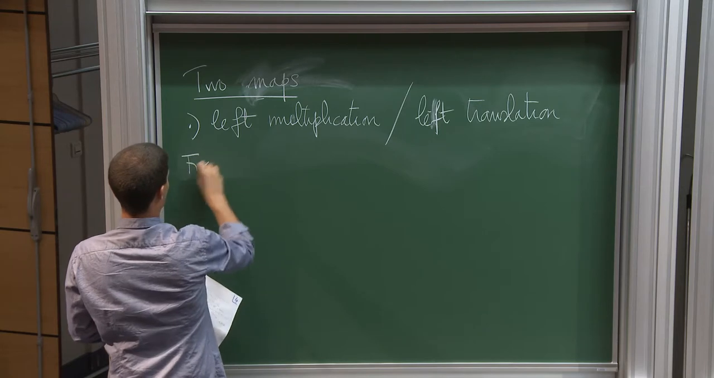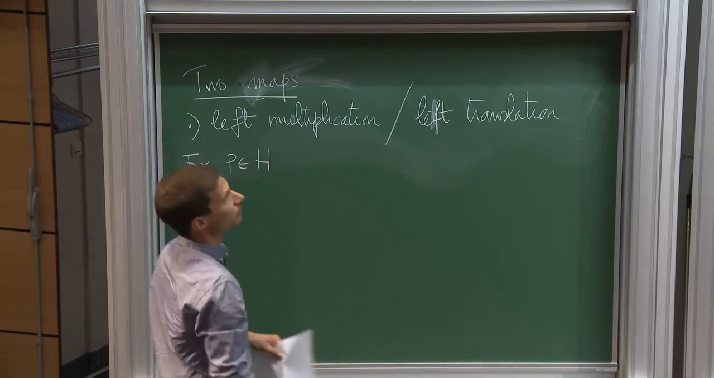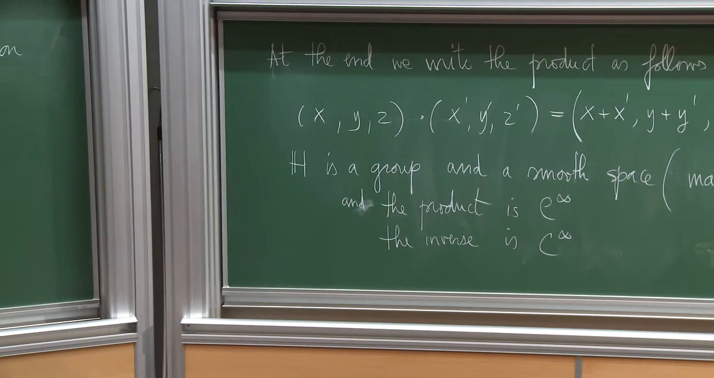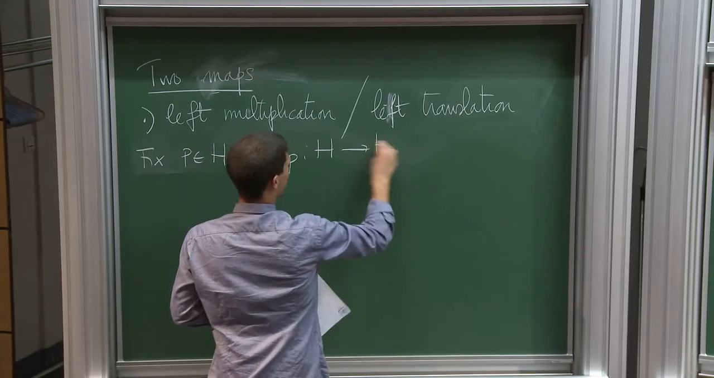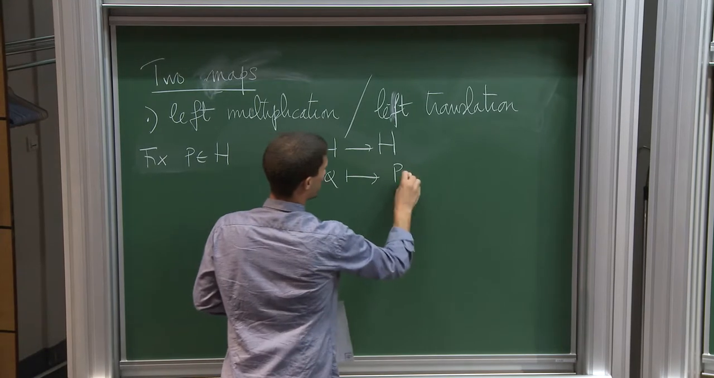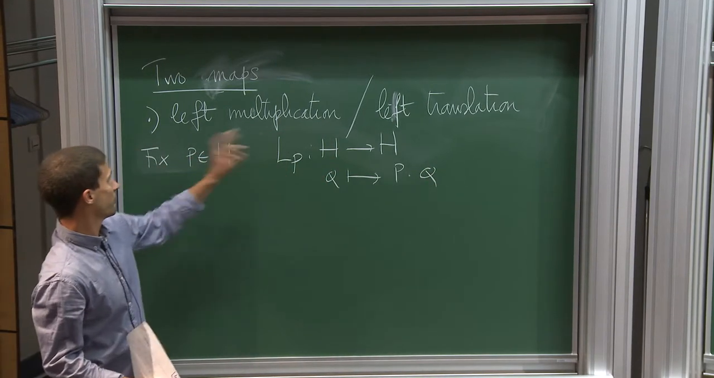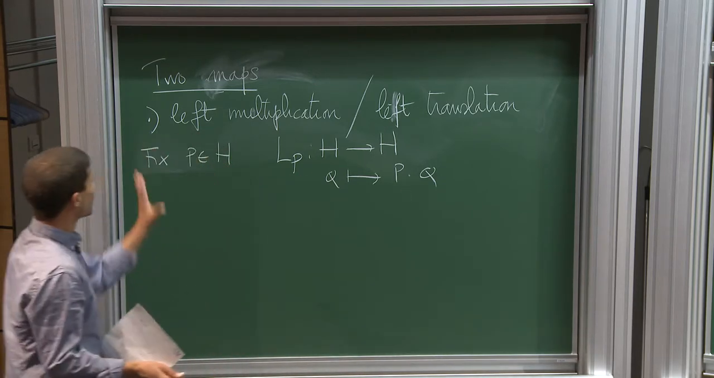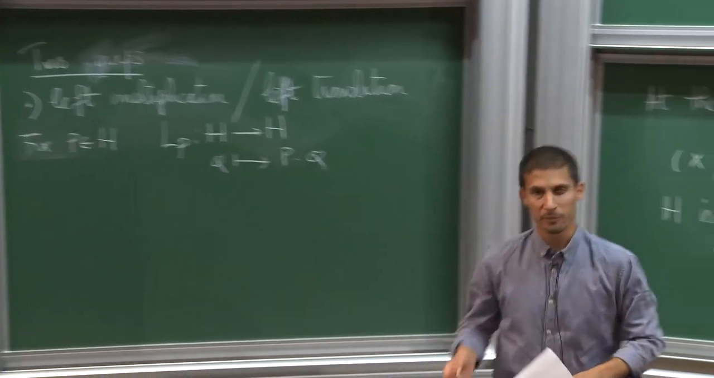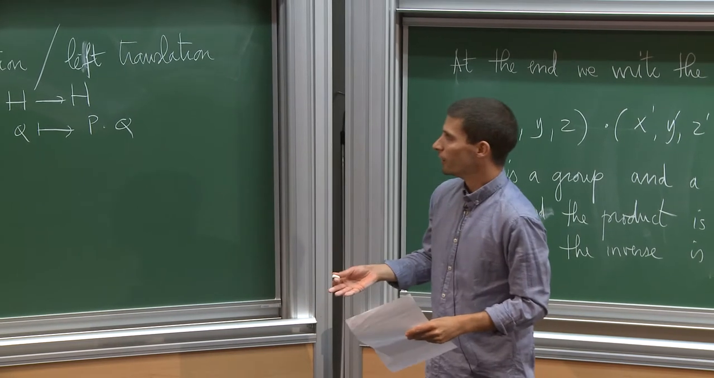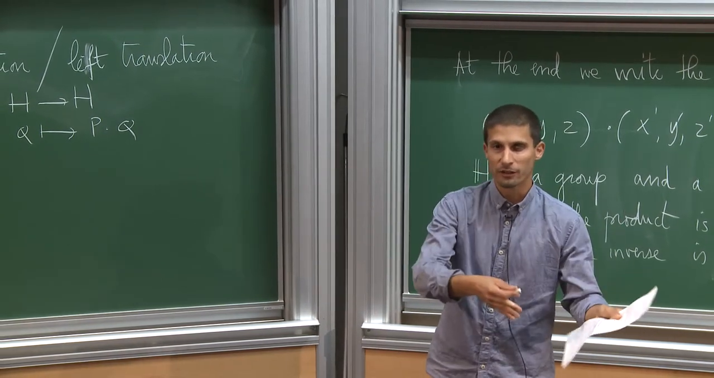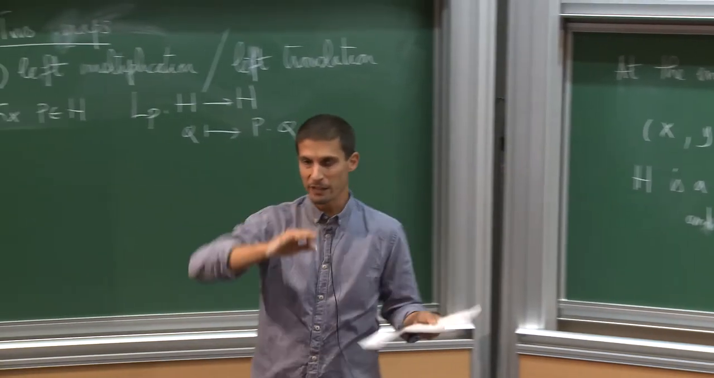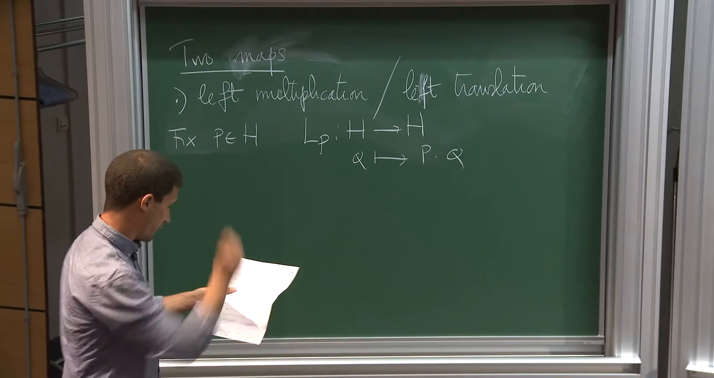So if you fix a point P in H, which can be a matrix or a triple if you look at it in this way, then you have a map from H to H, which sends a point Q to P times Q. So the L stands for left, and the multiplication by P is on the left. Okay? So that's the idea. So left multiplication permits somehow to move every point to the origin. Somehow there is a way to translate our space. I will make the analogy in 1 minute.